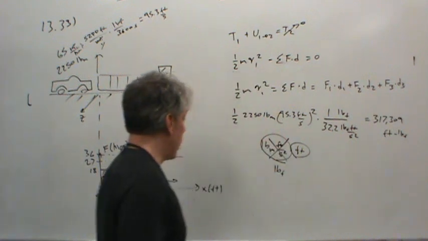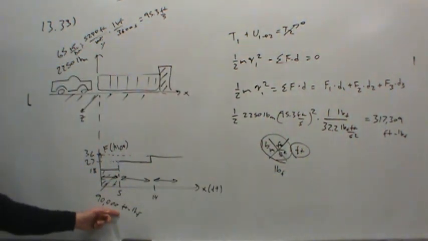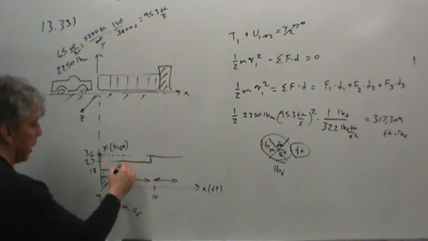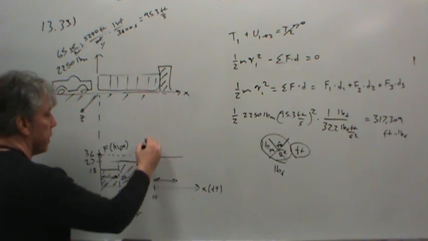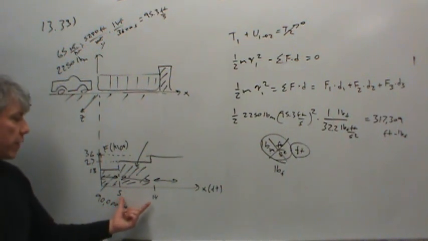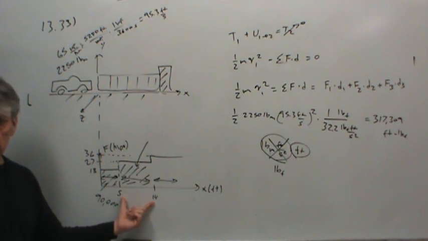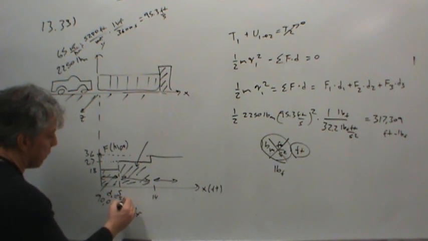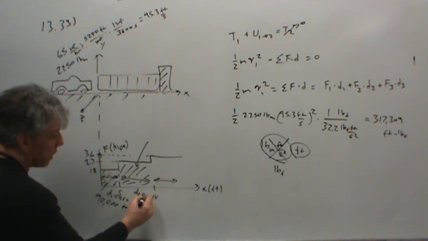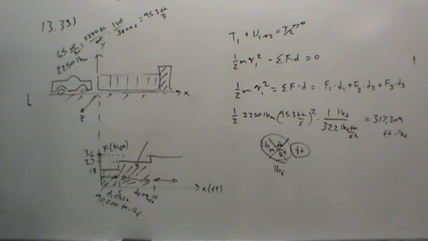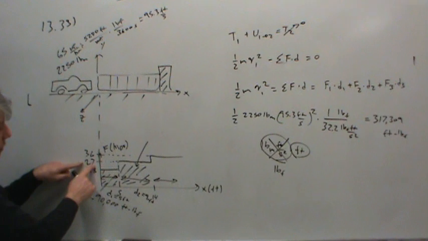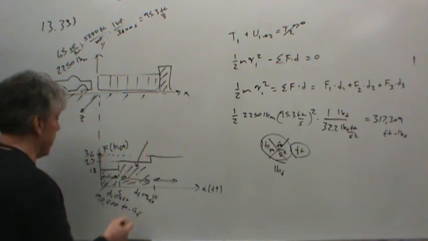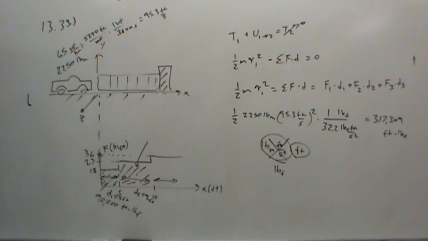5 foot of barrels is gone. You only get 90,000 foot-pounds of work done by those barrels. We zip through that. How much energy are we talking about for the next segment? Well, that would be 5 to 14, 9 feet. So basically what I'm saying here is that D1 is 5 foot, D2 at most is 9 foot, right? So the amount of energy here would be 27,000 pounds times 9 foot. What is 9 times 27,000? 243,000.